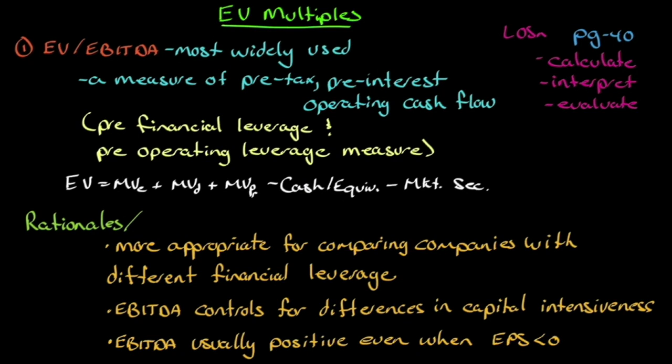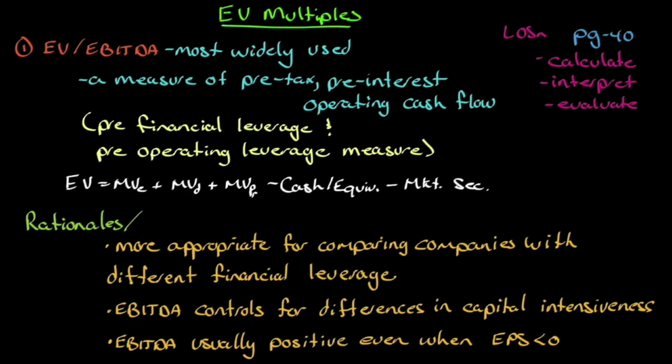Well, we're moving on to enterprise value multiples now, and what we've covered in price multiples applies here. The big difference between them is while a price multiple was at a share level, an enterprise value multiple is at the firm level. So the most popular one, the most commonly used one, is enterprise value to EBITDA.